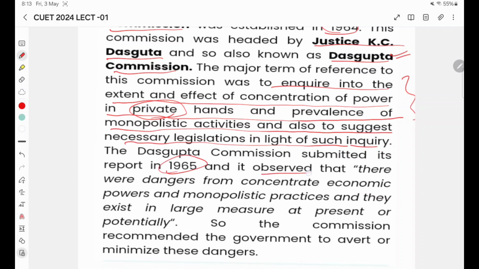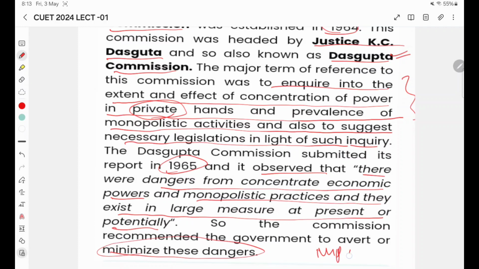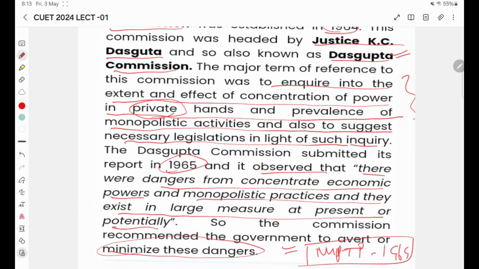And what was the observation of this committee? There were dangers from concentrated economic power and monopolistic practices, and they exist in large measure at present, potentially. So the government has to minimize these dangers. After that, the MRTP Act, Monopolies and Restrictive Trade Practices Act 1969, was framed. The government made this type of policy measure to restrict monopoly power.